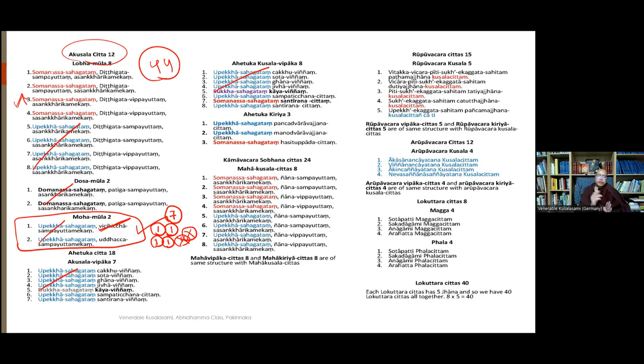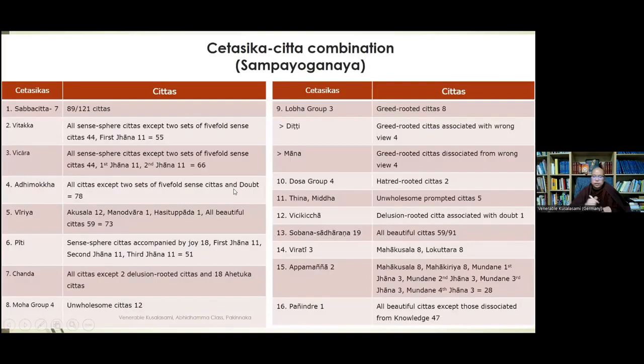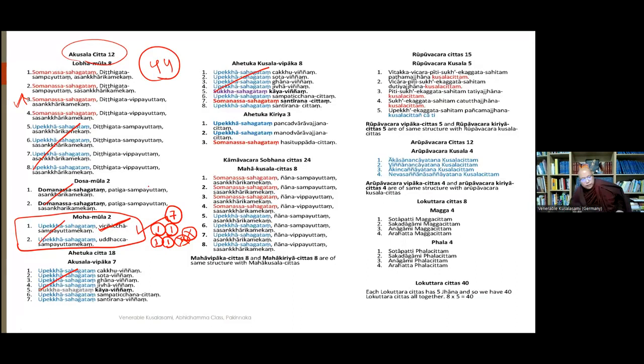Okay. Next step, another group, the moha group. How many consciousness join together with the moha group? 12 unwholesome consciousness are together with the moha group. Here the moha group is all the unwholesome consciousness. So that's why here you can find moha group 4.